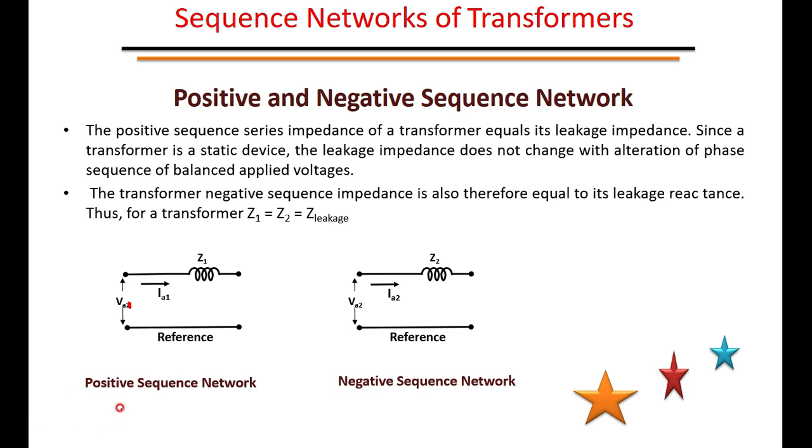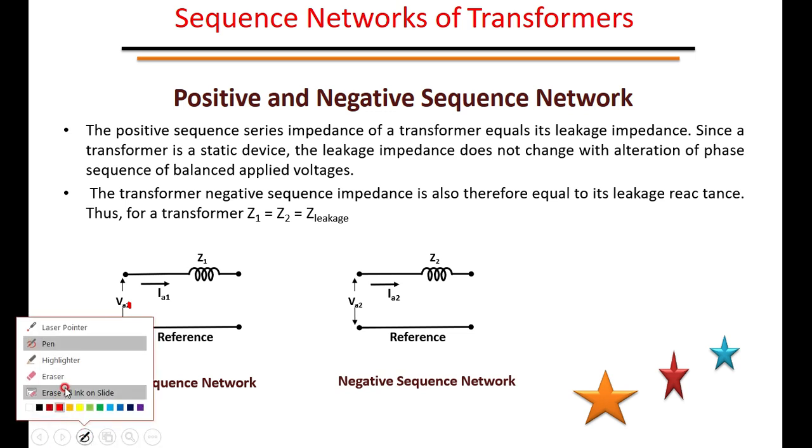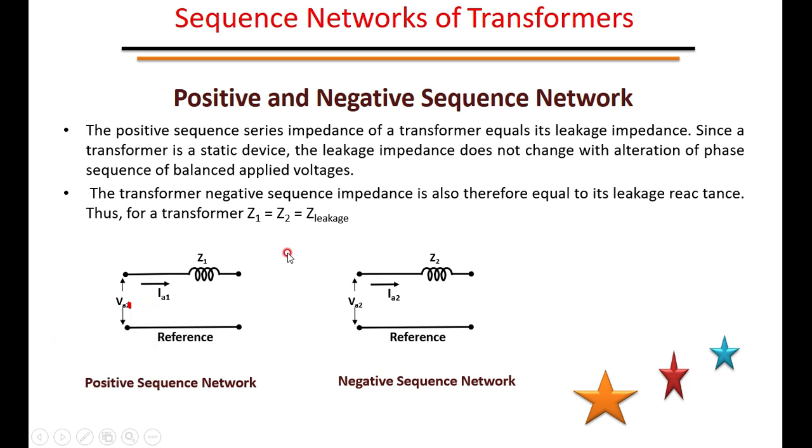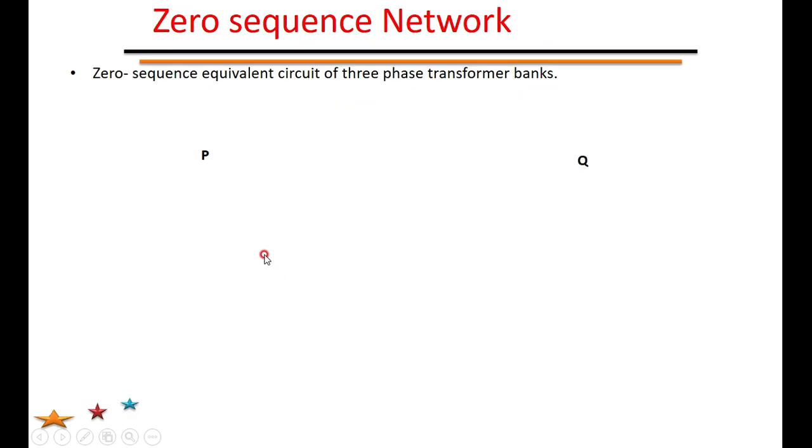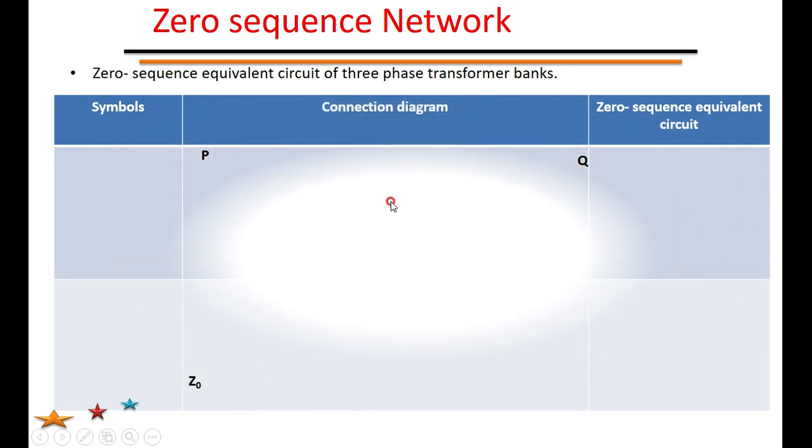Okay, fine. Now we'll move to the zero sequence network, which is a little bit complicated. We'll start with the different configurations of zero sequence networks. The zero sequence equivalent circuit of three-phase transformer banks, I'll make it in the form of a table. First I'll consider the symbol showing how we represent the different configurations of the connection in the primary and secondary of the transformer, and then the actual connection diagram in the three-phase connection, in the second column.